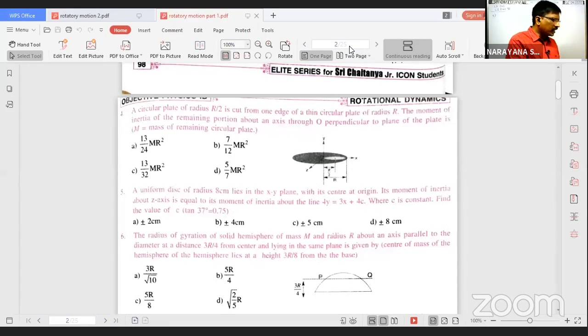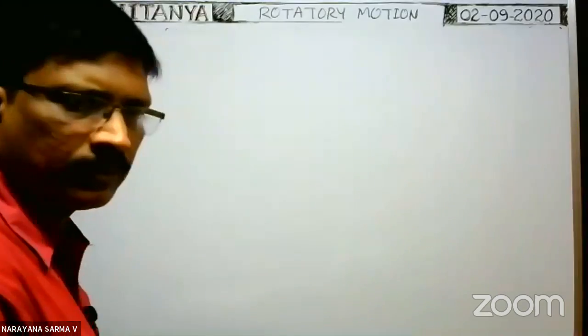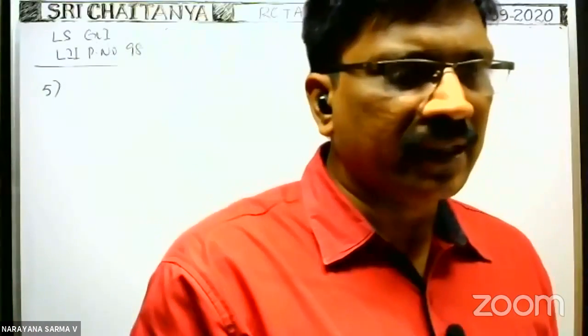A uniform disk of radius 8 cm lies in the xy plane with its center at the origin. Its moment of inertia about the z-axis is equal to the moment of inertia about a line 4y is equal to 3x plus 4c, where c is a constant. Find the value of c. Tan 37 is equal to 0.75. Now all of you see the problem on the board.